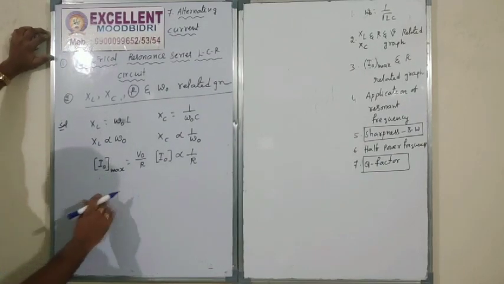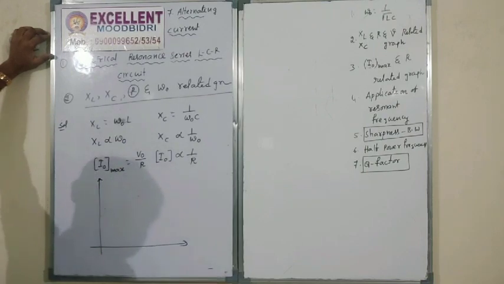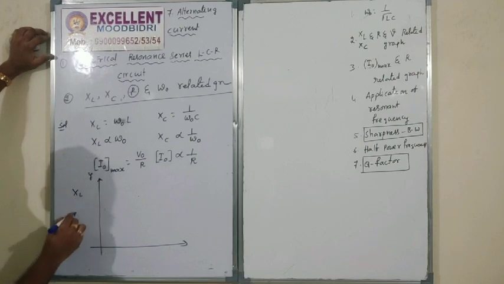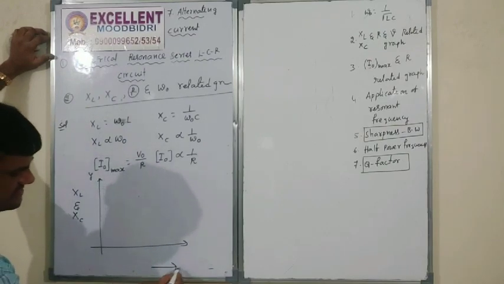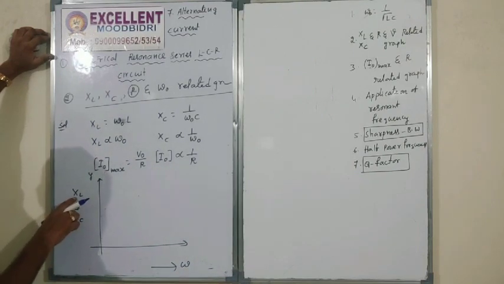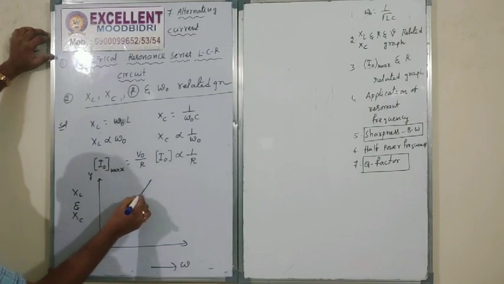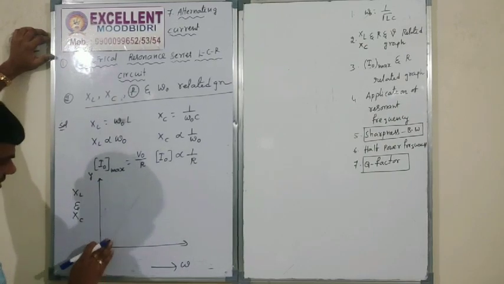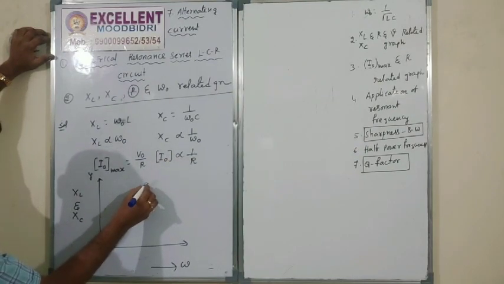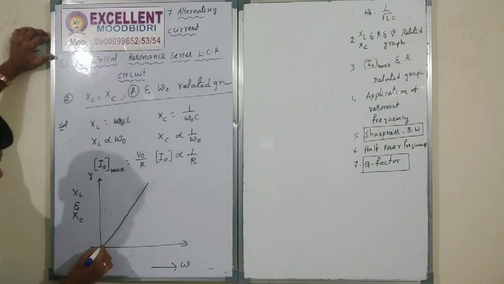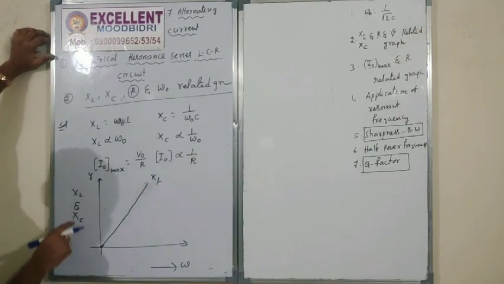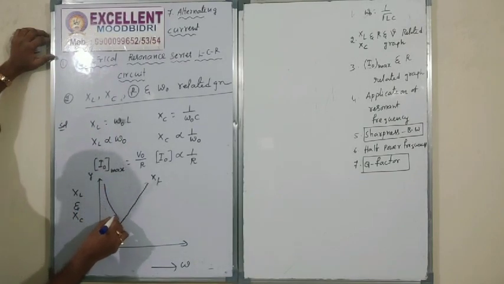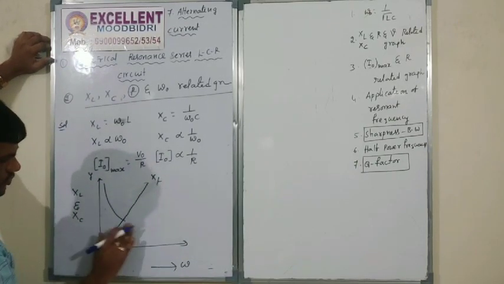Okay, now I can draw the graph. Along the y axis, XL and XC. This is the frequency, omega, right? First, XL and frequency both are directly proportional, right? This is the XL. Next, XC. XC is inversely proportional, so it exponentially decreases.